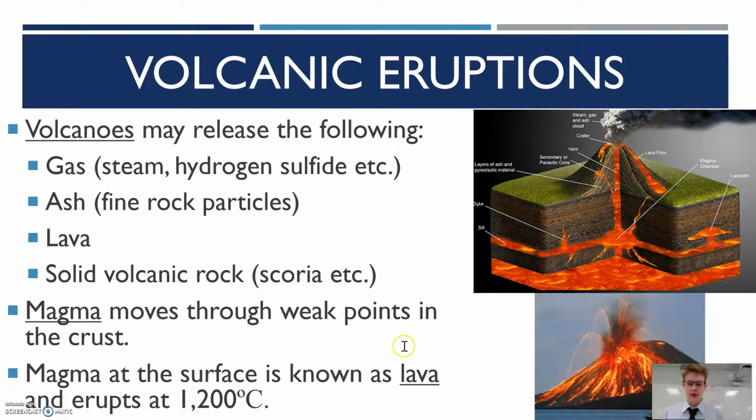Now, a key thing to know, if you're confused by what the difference between magma and lava is, it's just this. Magma is what you call lava when it's inside the earth. Lava is what you call magma when it comes out of the earth. So down here we have magma. And as this magma rises, it comes out and it's now known as lava. And this can be up to 1,200 degrees Celsius. So it's really hot stuff.